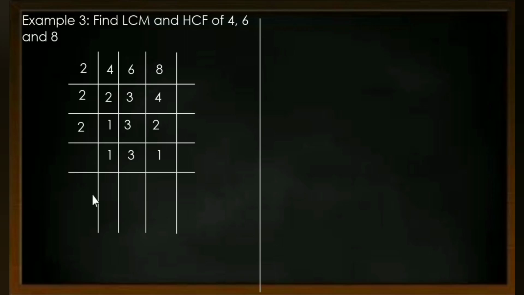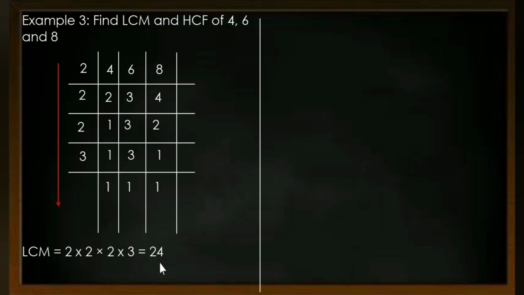It is 3. When 3 divides 1, it will be a fraction, so we'll bring down 1. When 3 divides 3, we'll have a 1. When 3 divides 1, there will be a fraction, so we'll bring down 1. So we end up having all 1s. So we have come to the end of LCM of 4, 6, and 8. So in order for us to get our LCM, we'll multiply the divisors together. So our LCM is 2 times 2 times 2 times 3, which is 24.